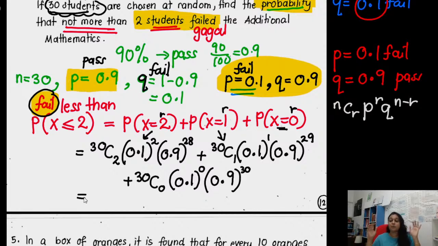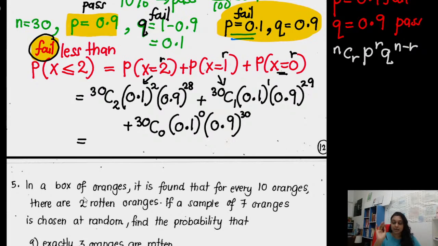Okay, now we calculate one by one. Don't rush. Okay, jangan terburu-buru. Just use your calculator. Calculate one by one. Okay, let's start. The first one, 30 C 2 times 0.1 squared times 0.9 power 28. Okay, the first one I'm getting 0.2277. You can take 4 tempat perpuluhan. No need to go more than that. Okay, 4 tempat perpuluhan is fine.